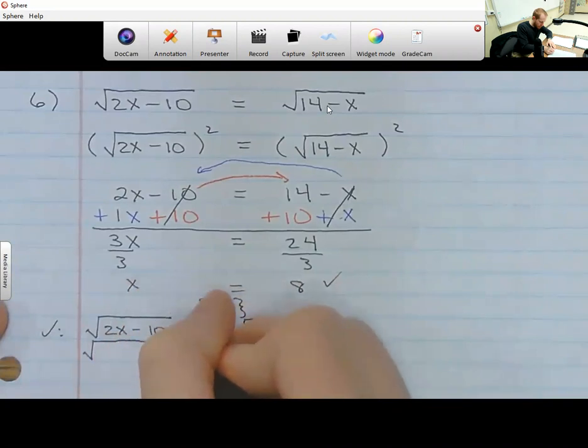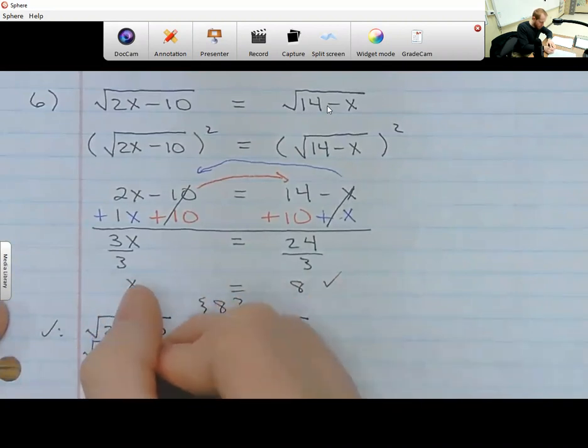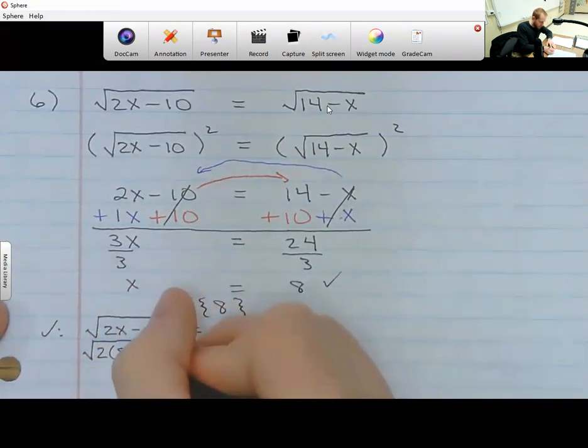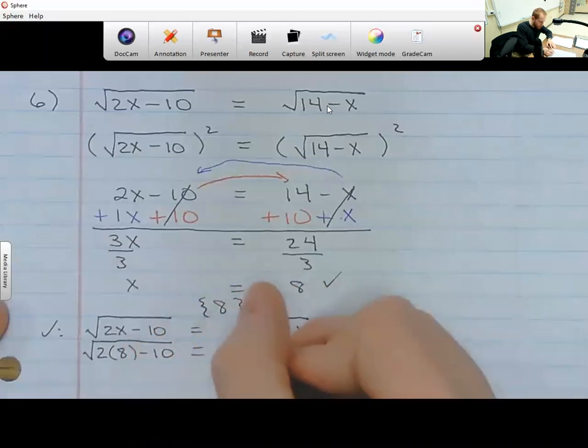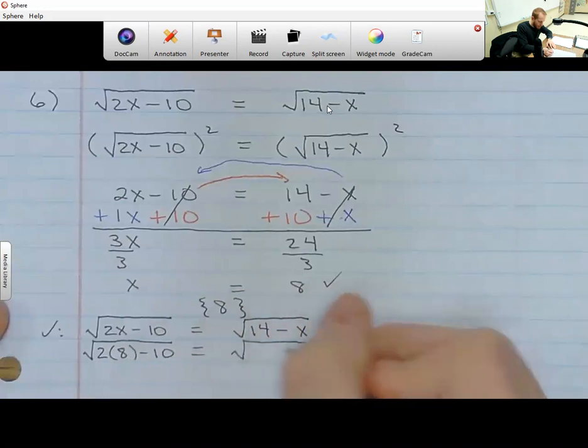And if it doesn't work out, that's fine. You just want to check it to make sure. So 2 times 8 minus 10, and then under here, I'm going to get 14 minus 8.